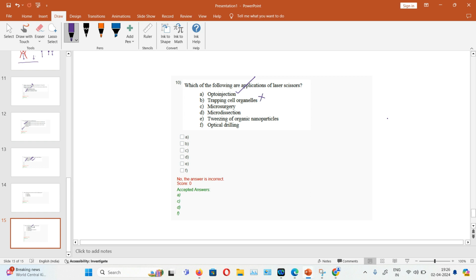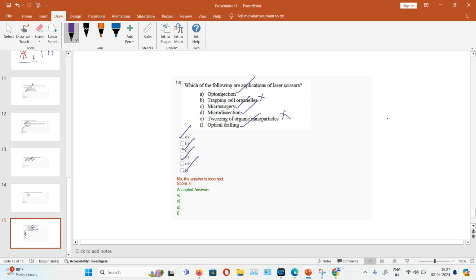Microsurgery. Surgery means you have to cut. So laser scissor can be used for cutting in microsurgery. It's true. Microdissection is also similar to surgery. This is a cutting end, so this can also be used. Piercing of organic nanoparticles. So it's optical drilling, which means making holes. That's also some kind of cutting you can say. So this is also true. So the correct answers are A, C, D, and F.